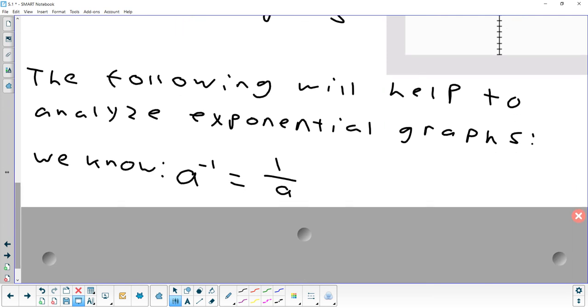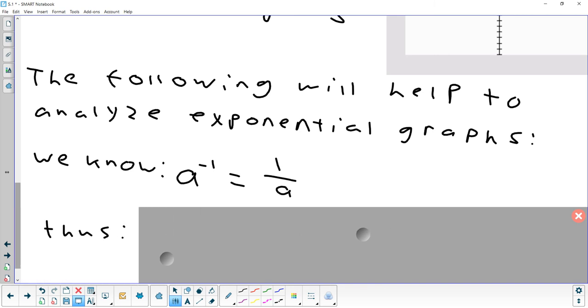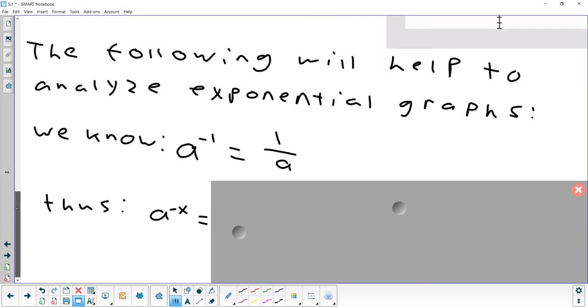All right, so when we're trying to analyze exponential graphs, this little trick is going to help us. Does everyone agree that a to the negative 1 means 1 over a? So when you look at a to the negative x, it's easier to think about exponential functions if the exponent is positive. So I'm going to show you a trick to rewrite it. What number is between the negative symbol and the x, even though it's not written there? Caleb? Negative 1. Yeah, it's really like we have a negative 1x right there.